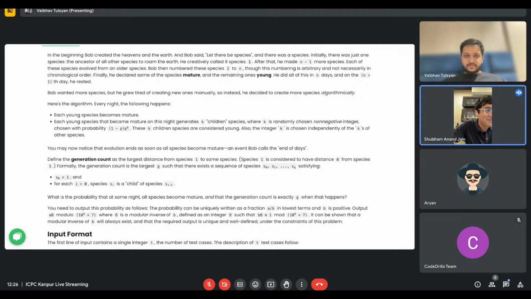Bob said let there be species, and there was a species. Initially, there was just one species, the ancestor of all species to roam the earth. He creatively called it species one. After that, he made n minus one more species. Okay, so there are n species. The ancestor was species one, and each subsequent species was some function of older species. That's what this is telling us. So there is a clear flow from old to new.